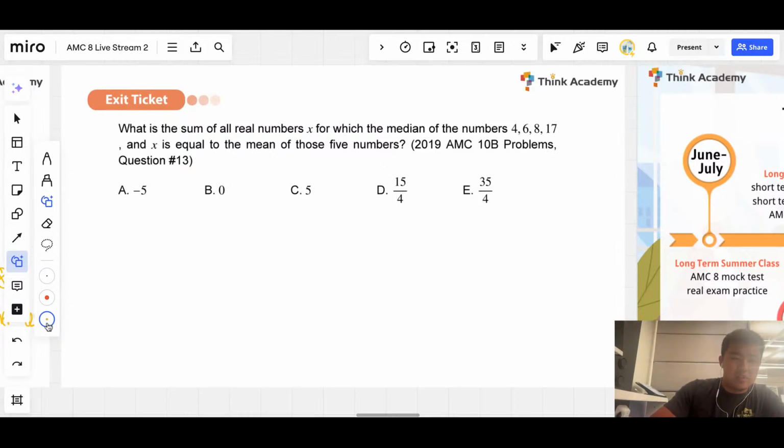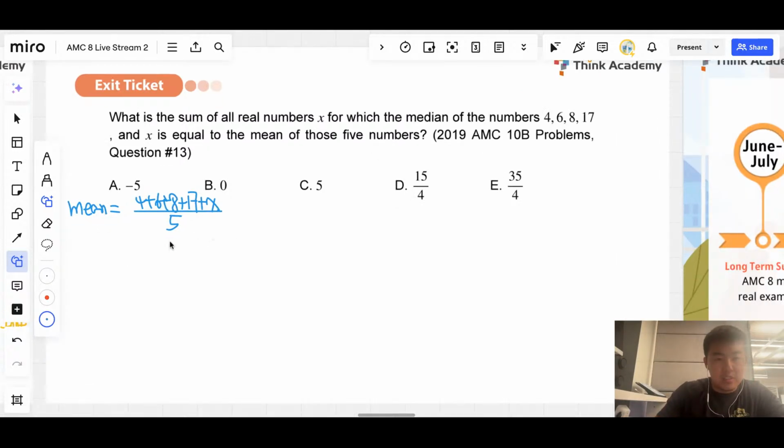So let's first start with calculating the mean of this sequence. So I will say the mean is equal to 4 plus 6 plus 8 plus 17 plus x. So these are 5 numbers, right? So finding the mean means finding the summation and dividing by the count of numbers we have, which is 5. So in this case, that's 10, that's 25, okay? So 35 plus x divided by 5. If you make a further simplification, you get 7 plus x over 5. So that's for the mean part.